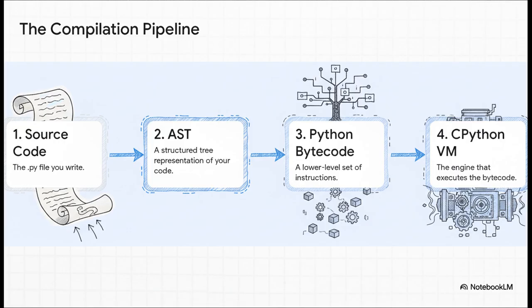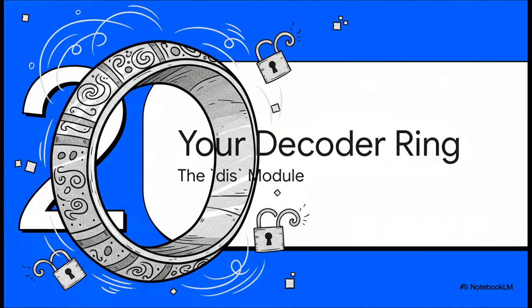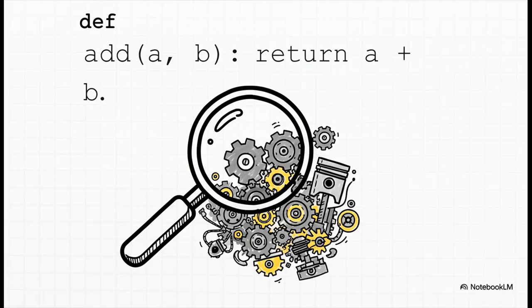Okay, so how do we actually get a look at this secret language? Well, Python gives us our very own decoder ring. It's a module called dis. And yep, dis is short for disassembly, and it is our key to unlocking and actually reading the bytecode that our code spits out. Let's start with something incredibly simple. A function we've all written 1,000 times, just adding two numbers. On the surface, it's just return A plus B. But what does our dis decoder ring tell us is really going on under the hood?